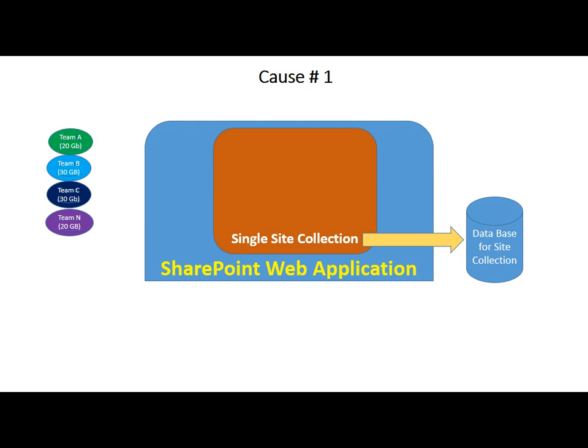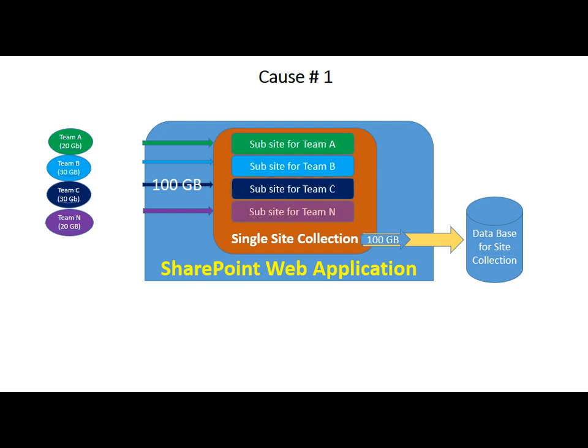Now there are four teams. I am giving you an example of four teams: team A, team B, team C, and team N. You want to give these teams access to your site collection, or your SharePoint site. Now what have you done? You have created four subsites in a single site collection.